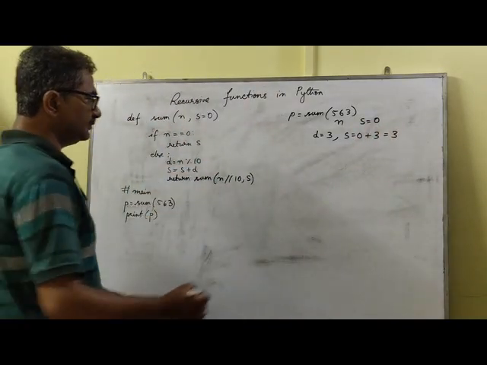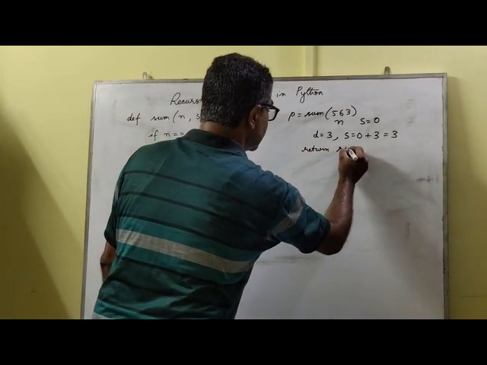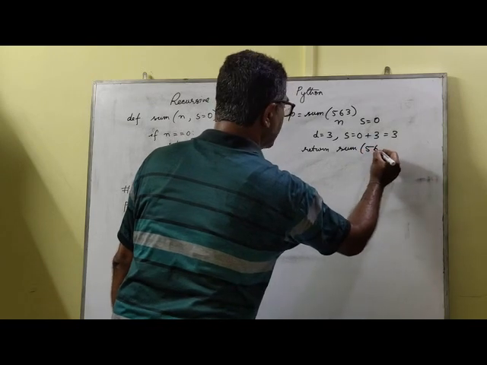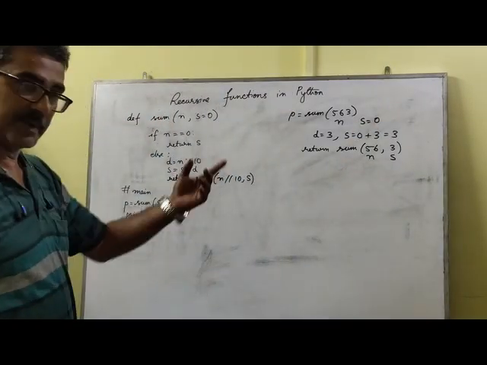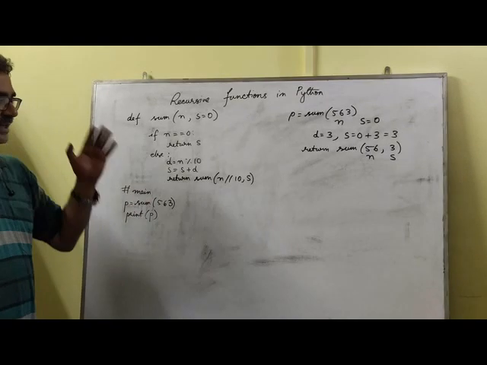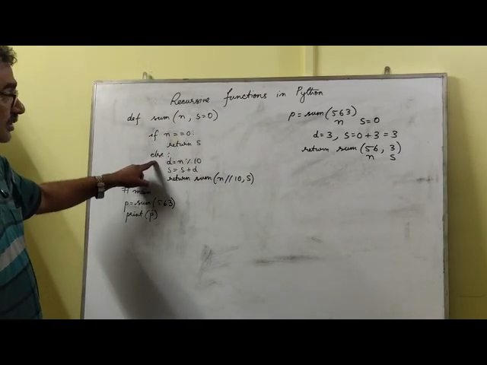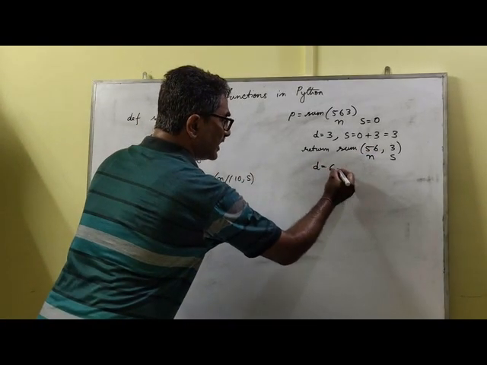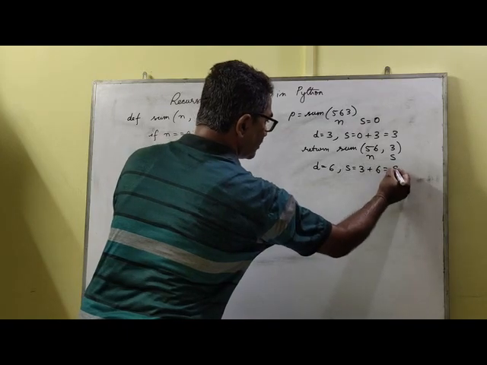Now return sum. Once again I'm making a recursive call to this function: sum of n integer division 10, that is 56, comma s, which happens to be 3. So here the value of n is 56 and here s is 3. And remember, this n has nothing to do with this n. All calls to the function will have their variables occupying separate memory locations. So here once again n is not 0, it directly jumps to the else part. Let's see what is happening. d equal to n modulus 10, so 56 modulus 10 happens to be 6, and s equal to s plus d, so s was 3 plus d, 6, which happens to be 9.